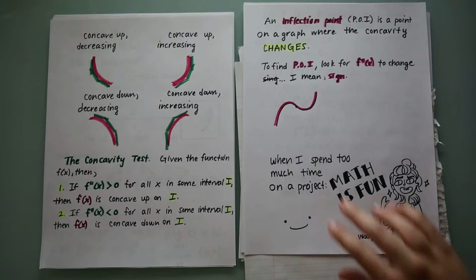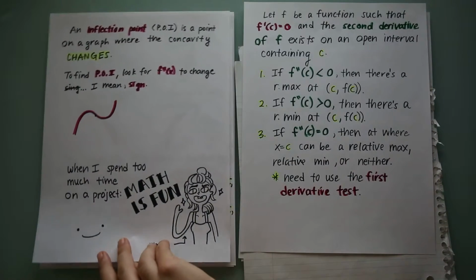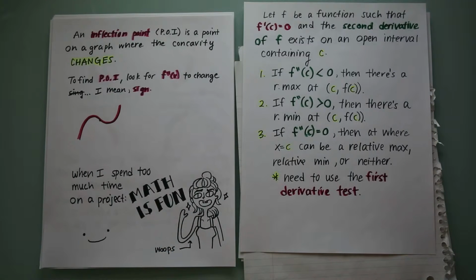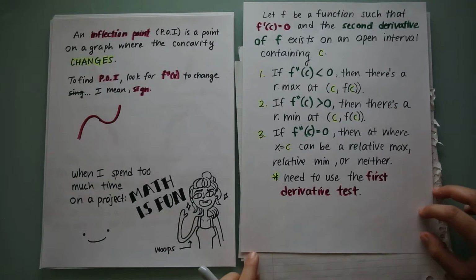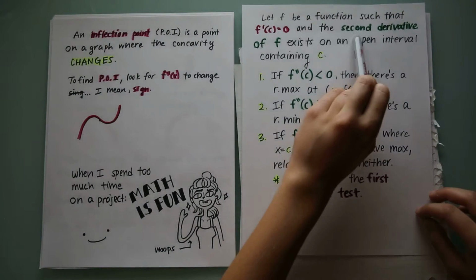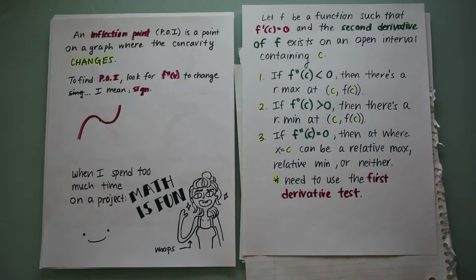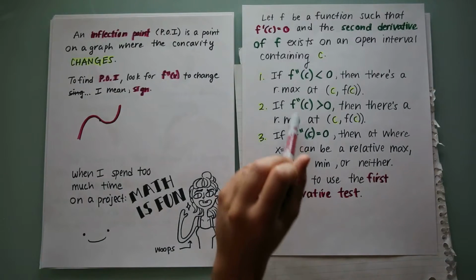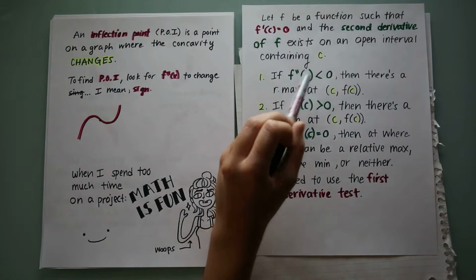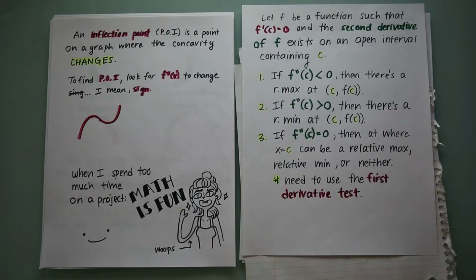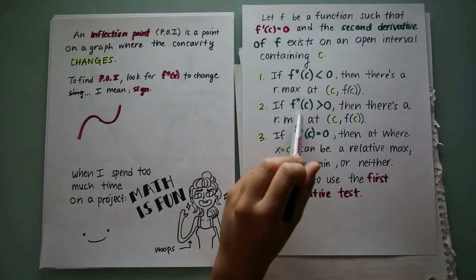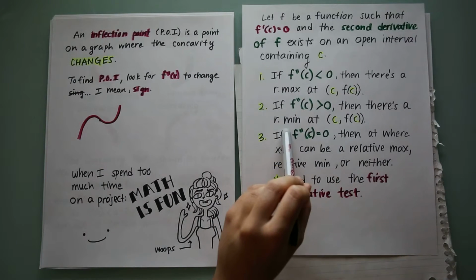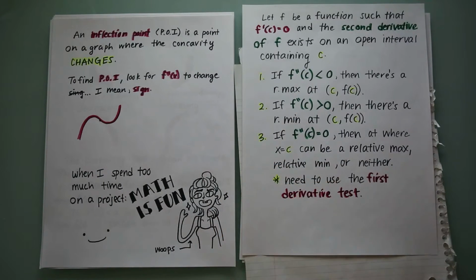Good news, guys. This is the last new concept I will go over. In addition to the first derivative test, we can use the second derivative test to find local minimum and maximum values. The second derivative test states that if the second derivative of f of c is less than 0, then there's a relative max at c, f of c. If it were greater than 0, then there's a relative min at c, f of c.